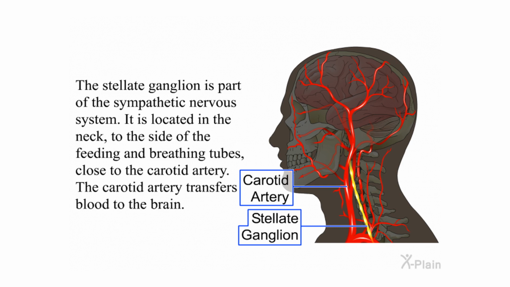The stellate ganglion is part of the sympathetic nervous system. It is located in the neck, to the side of the feeding and breathing tubes, close to the carotid artery. The carotid artery transfers blood to the brain.